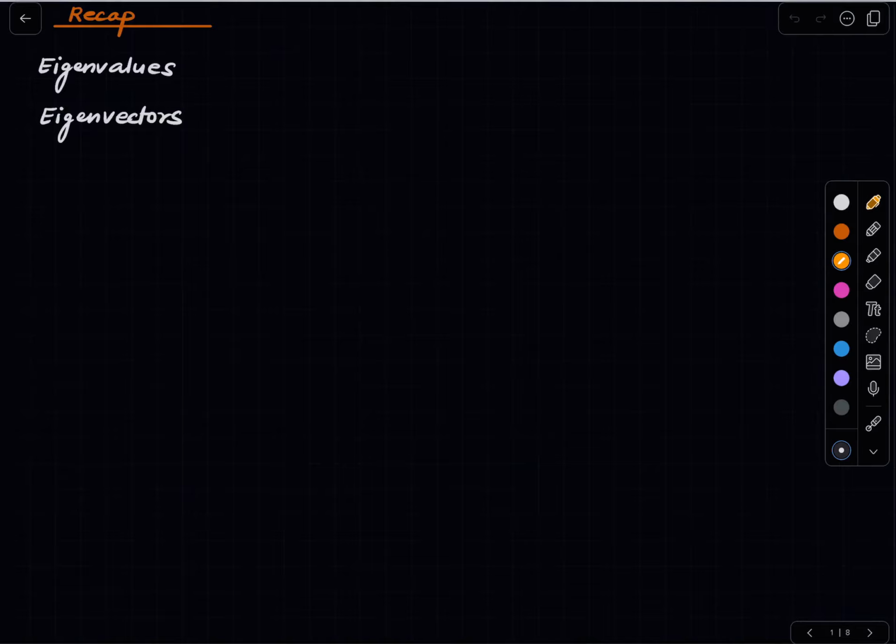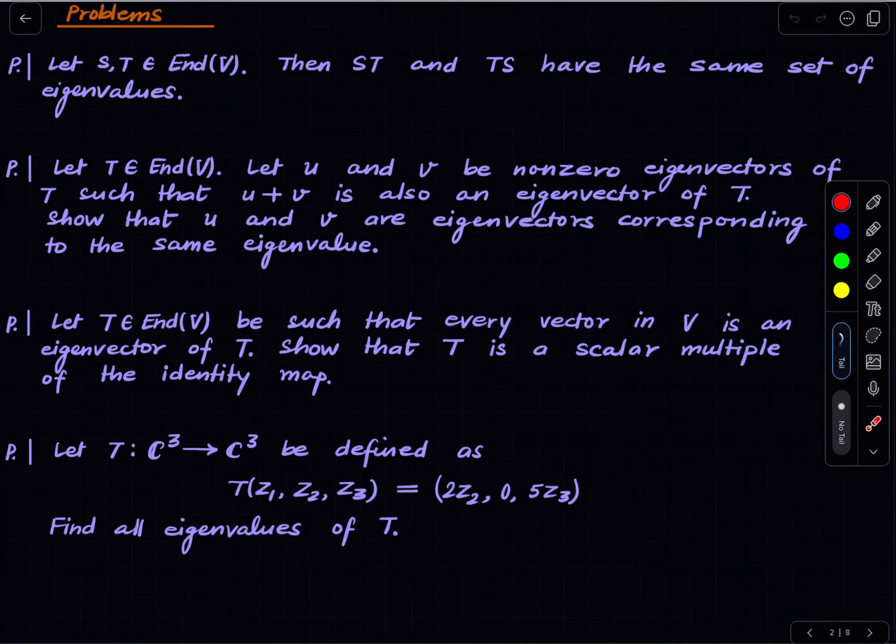In this lecture, we'll prove that non-zero eigenvectors corresponding to distinct eigenvalues are linearly independent, and all we need is just the definitions, primarily. So here are some problems for practice, and now let us get started.